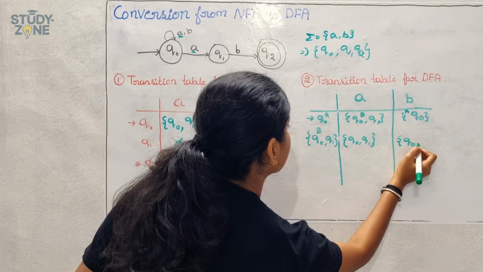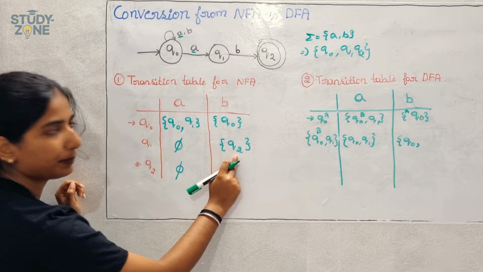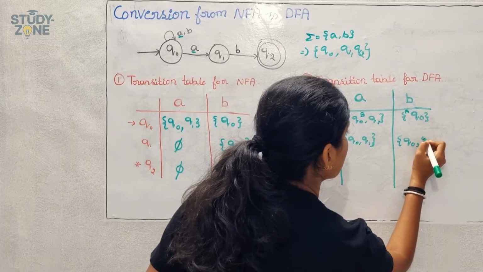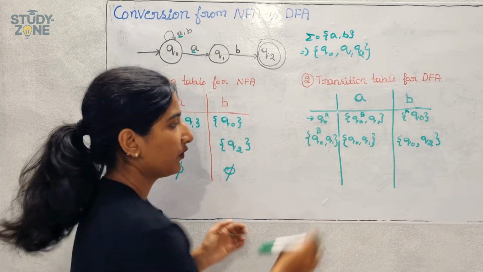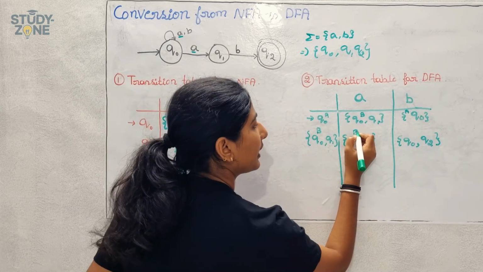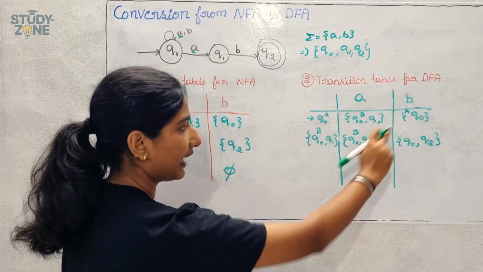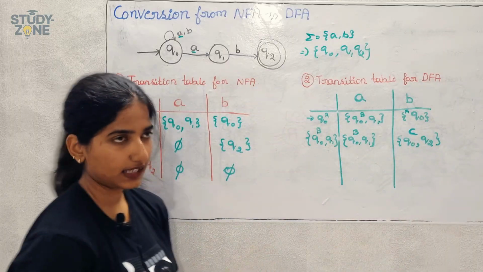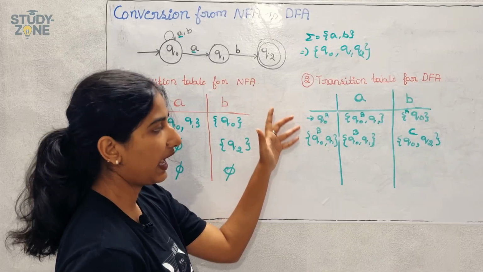And then check for Q1 on B. Q1 on B will be moving to the Q2 state, right? So {Q0, Q1} is named B, and {Q0, Q2}, is it already named? No. So name it with a new name, that is C. Now I have completed writing the transition table for A and B.